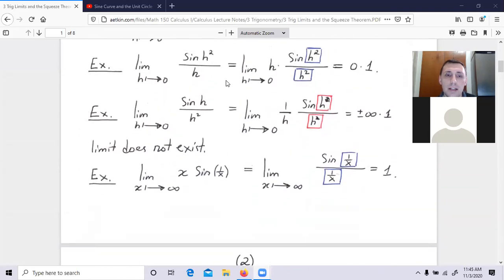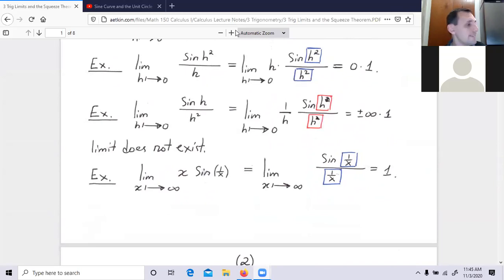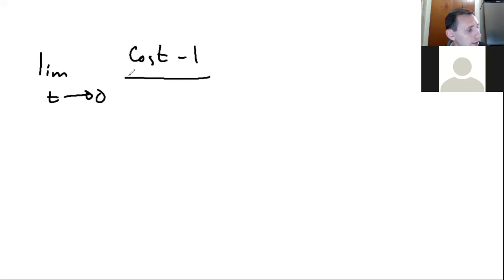All right, here is another question. So what about the limit as t goes to zero of cosine t minus one divided by sine t? What is that?